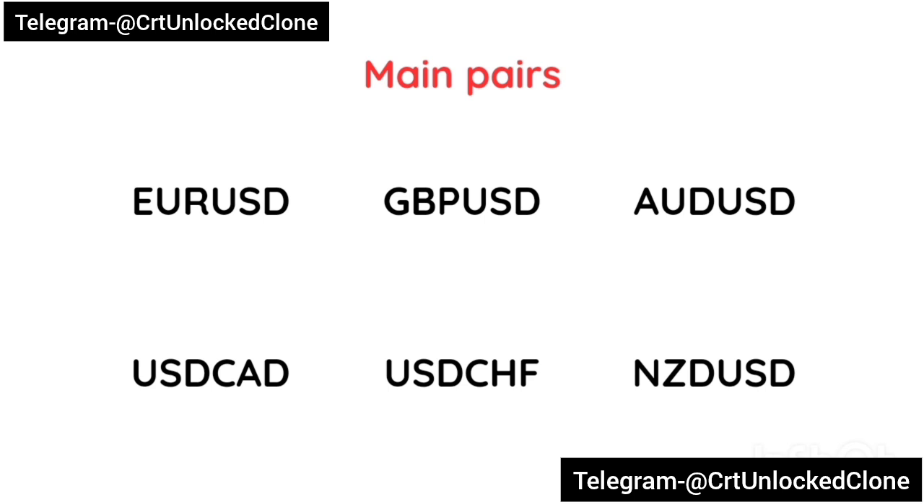There are so many pairs in Forex and we can trade every pair using CRT and TBS, which means candle range theory and turtle body soup. But in this video, I will suggest certain pairs to trade due to spread. Yes, I suggest these pairs because they have low spread so that you can trade them easily.